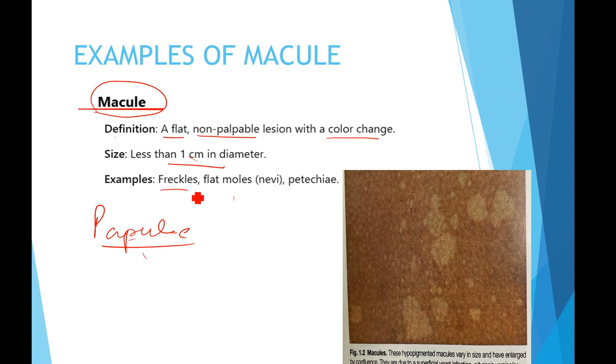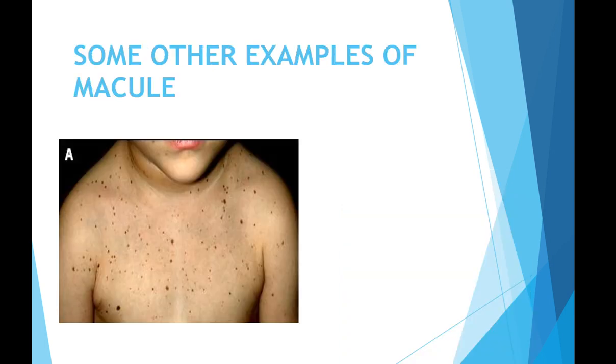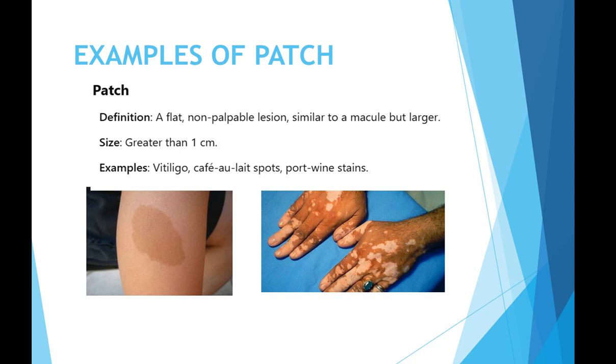So macule, what are the examples of them? Like freckles, the flat moles, nevi, means in Urdu we call them till, and then the petechiae, like on the skin we have red dots or spots. And you can see this picture. This is a hypopigmented macule that varies in size, and this is the normal skin with these macules. Moving towards the next, this is also another characteristic example of macule, and you can see these are nevi, or we can say that in Urdu they are known as a till.